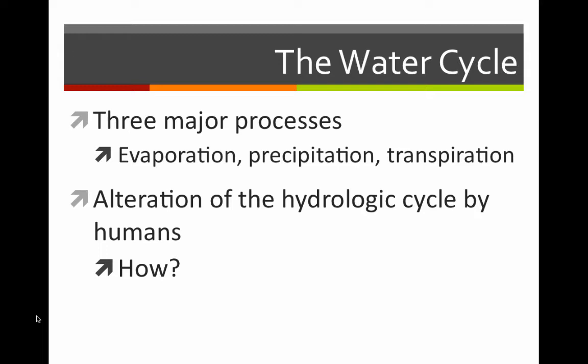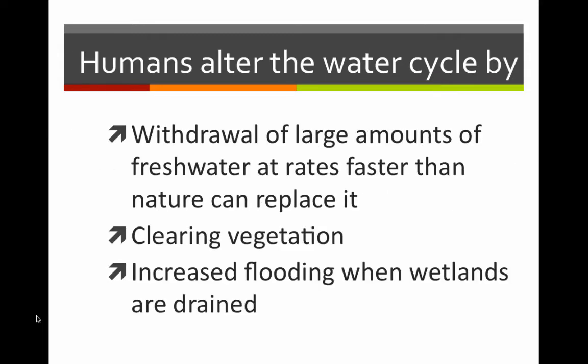I'm not going to sing you the stupid song, but you have evaporation, condensation, precipitation, and then transpiration by plants, which is very important because plants hold water and then release it slowly. Okay, and so humans are obviously altering the hydrologic cycle in a number of different ways.